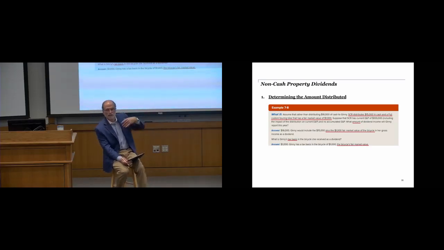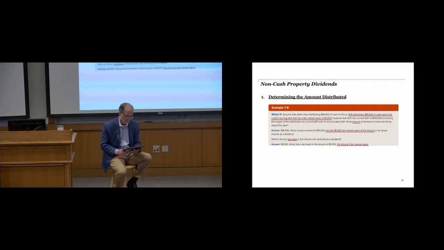Yes, I have a vast amount of E&P, so all of that would be $16,000. What is Ginny's tax basis in the bicycle she received as a dividend? Answer is $1,000. Ginny has a tax basis in the bicycle of $1,000, the bicycle's fair market value.